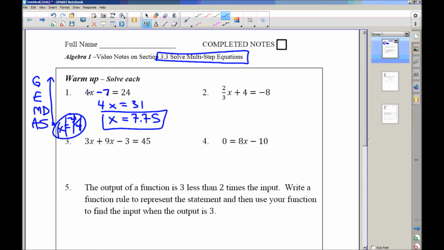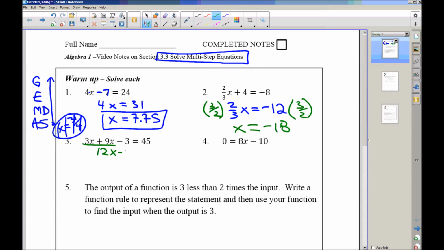Okay. Number 2, we are subtracting first in this case. So subtract 4 for our first inverse operation to both sides will give us 2/3 x equals negative 12. And then even though you're not required to, I always show my inverse operation on the fraction ones. So this is 3/2. This will give us negative 12 times 3, which is negative 36, divided by 2 is negative 18.